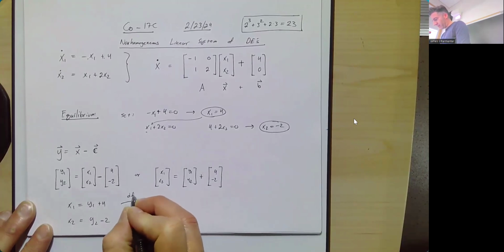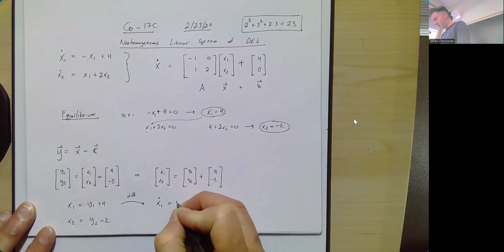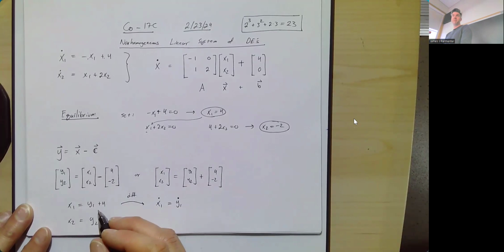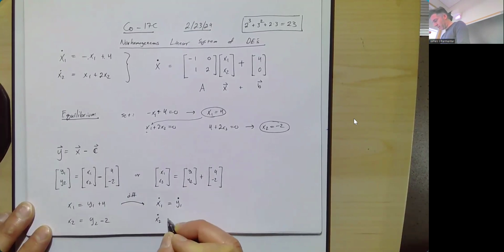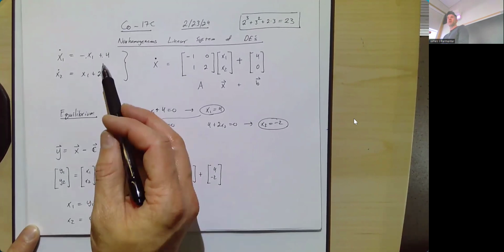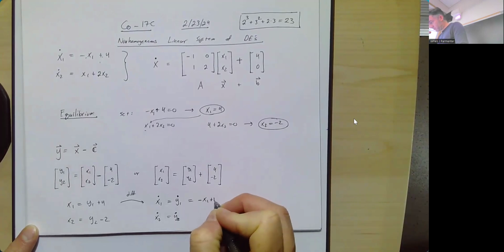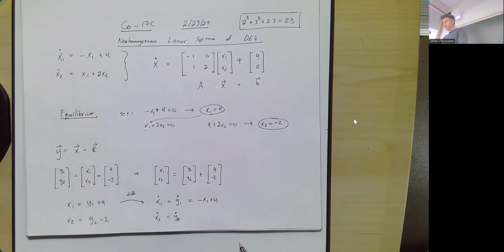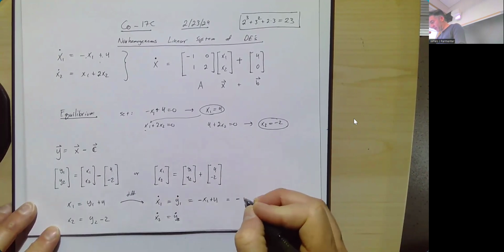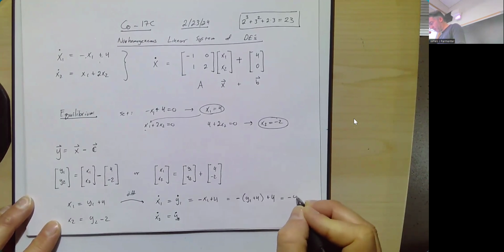Take the derivative with respect to time, I'm going to use the terrible notation, even though I don't love it. We're going to have x1 dot equal to y1 dot, and the derivative of 4 is 0. Similarly, we're going to have x2 dot equal to y2 dot minus 0, which is nice. And then we can replace x1 dot with what it's equal to. x1 dot is equal to negative x1 plus 4. But then x1 is equal to y1 plus 4. So I can really write this as negative y1 plus 4 plus 4. The minus distributes and the 4's cancel, and you just get negative y1.